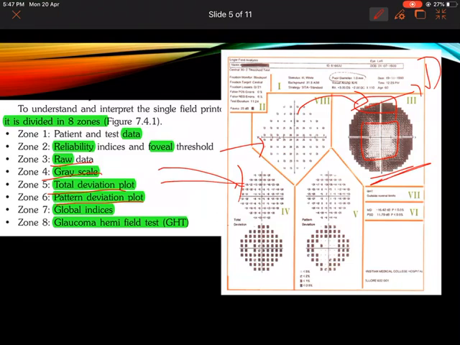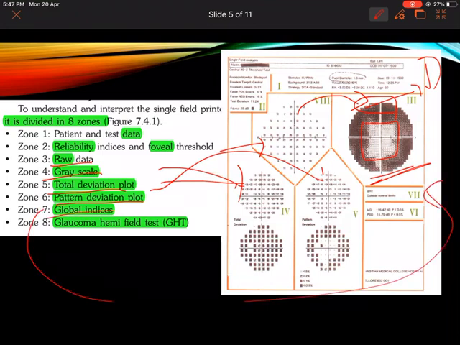There is something called the pattern deviation plot. We'll discuss that in the next class. I will make one more class on the total deviation plot and pattern deviation plot, as it has to be dealt with very systematically. And in global indices, you have the mean deviation, pattern standard deviation, CPSD, that is corrected pattern standard deviation, and short-term fluctuations. All these will be there in global indices.